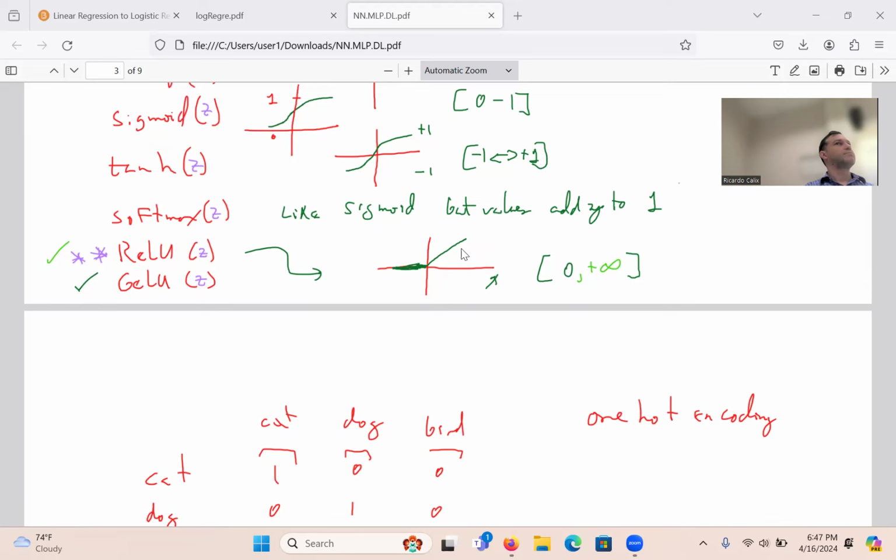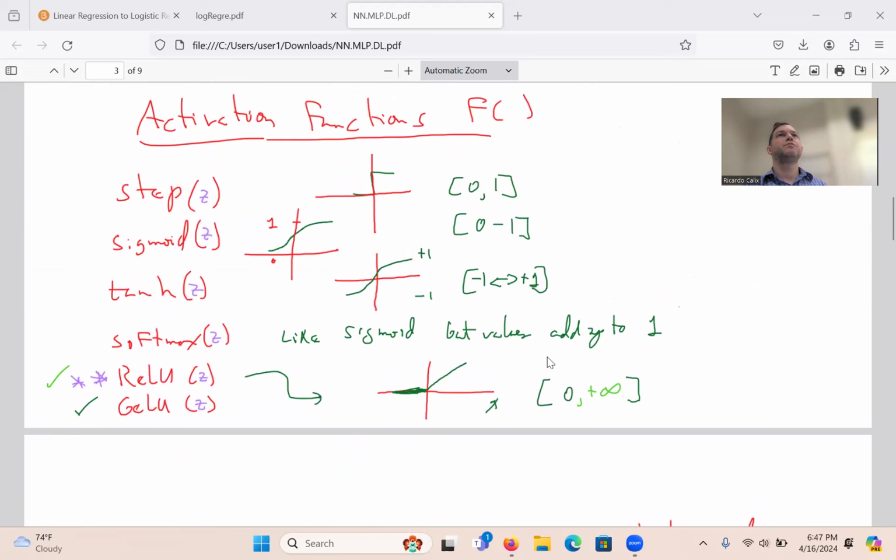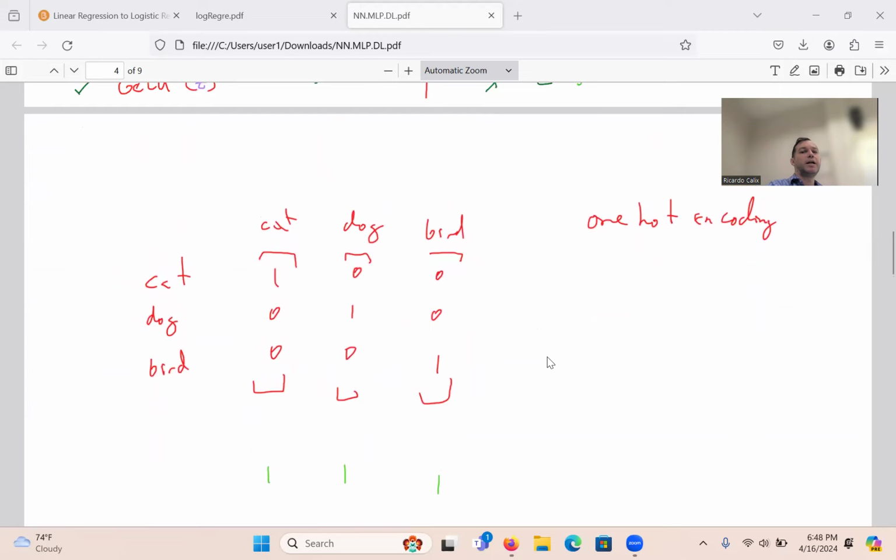As you have seen, this one works really well in machine learning. Any questions about the activation functions? Nope. All right.